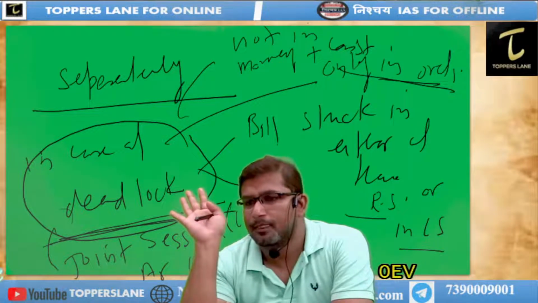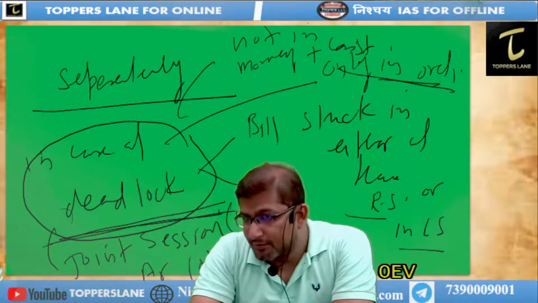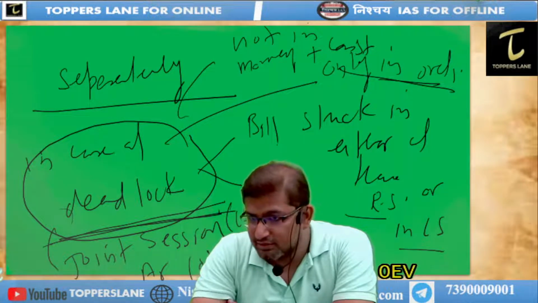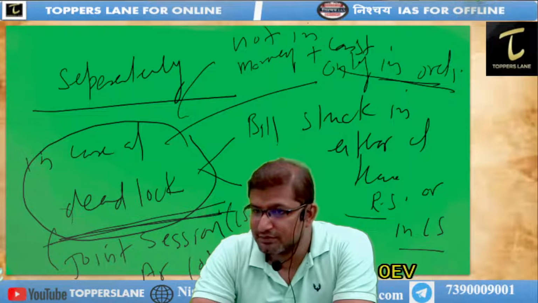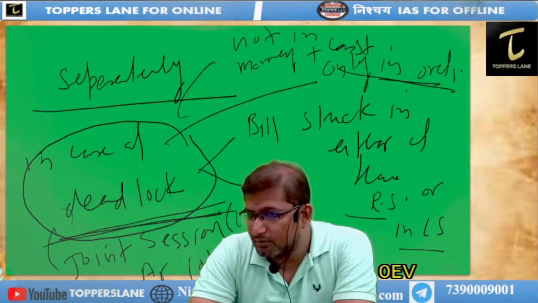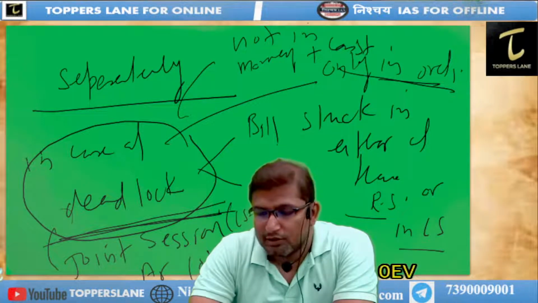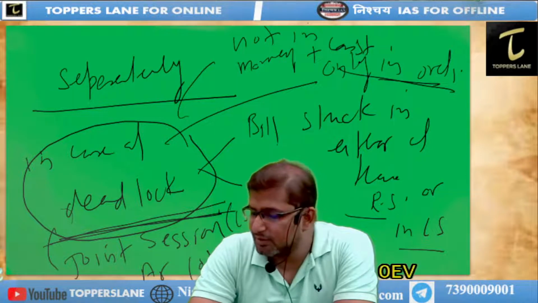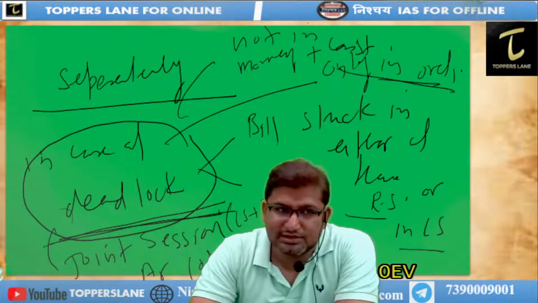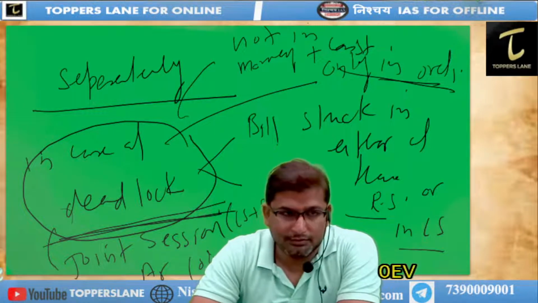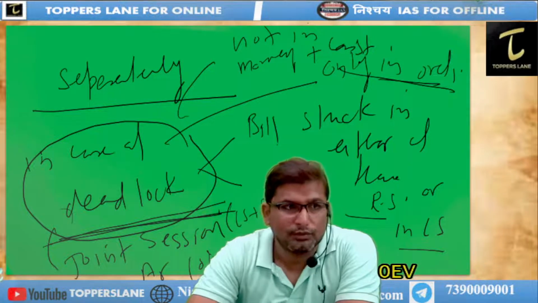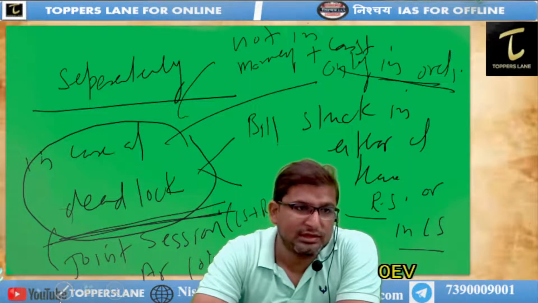Any problem? What is a private member? Clear? What is the joint session? In which article is it given? In which cases is it applicable? All these things clear? Now write down the procedure for the amendment as laid down in Article 368.